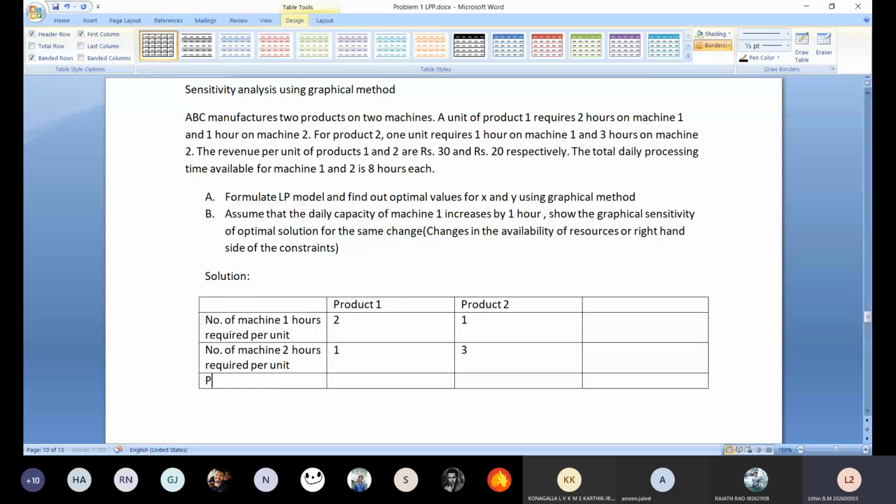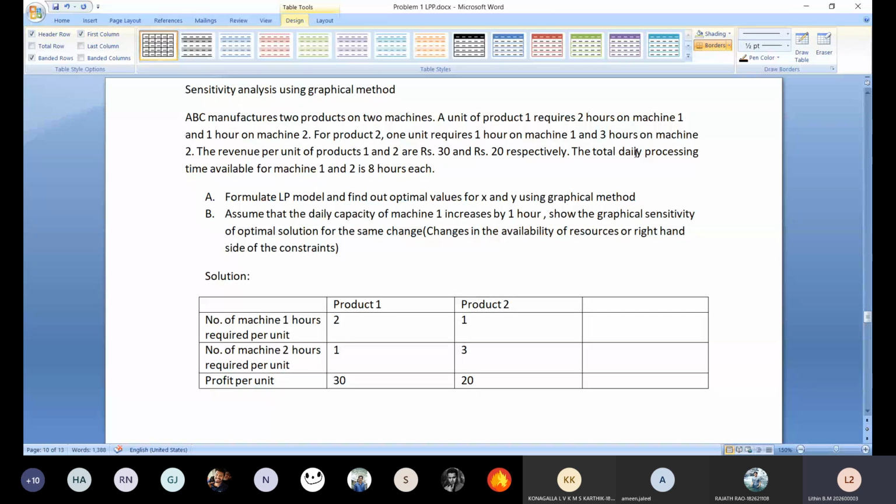So profit per unit. The revenue per unit of product 1 and 2 are 30 and 20 respectively. So per unit, we are going to get 30 for product 1, and we are going to get rupees 20 for product 2. Okay, this is done.